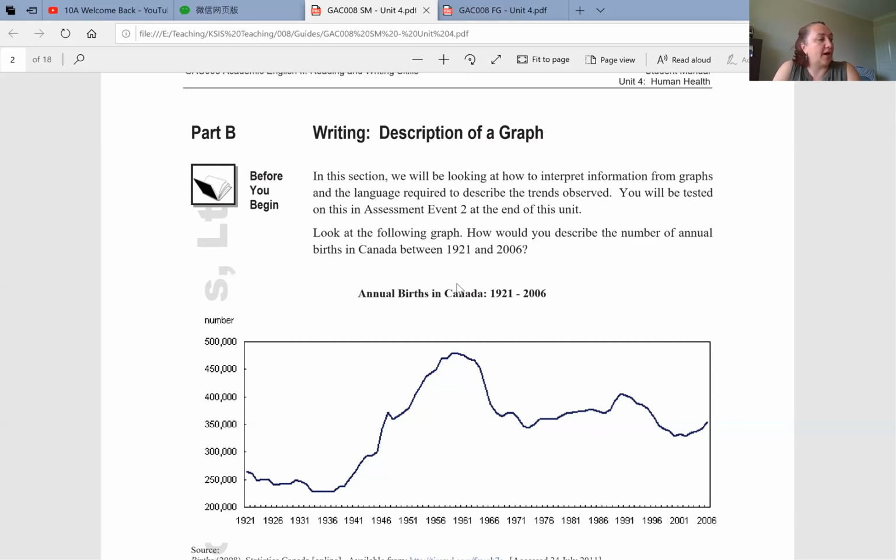How would you describe the rate of annual births in Canada between 1921 and 1935? So how would you actually describe the rate of births in Canada between 21 and 35? So have a look between 21 and 35. What does it look like here? How would you describe that?